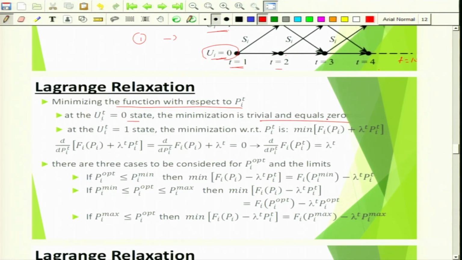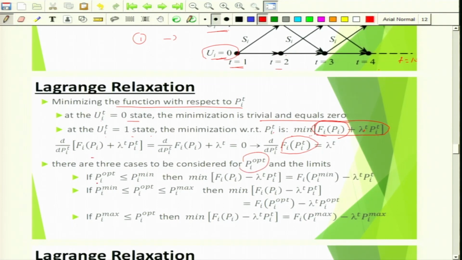If the generator is off, then the cost will be 0 only, right. Now at the Ui of t equal to 1 state, the minimization with respect to Pi of t is the minimum of Fi of Pi plus lambda t Pi t, right. This is the Lagrangian function, the minimum of the Lagrangian function. Now you differentiate, that means you get d by dPi of Fi of Pi of t is equal to lambda t, right.